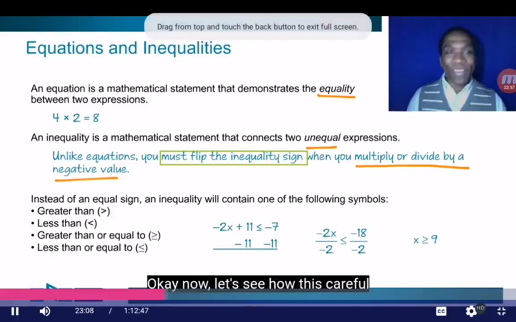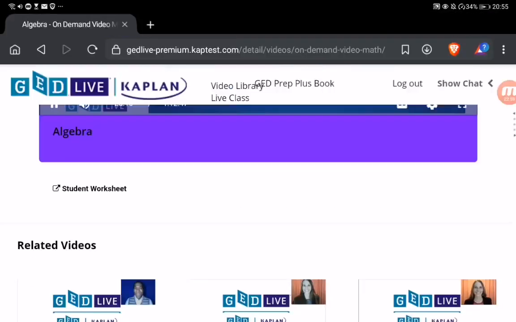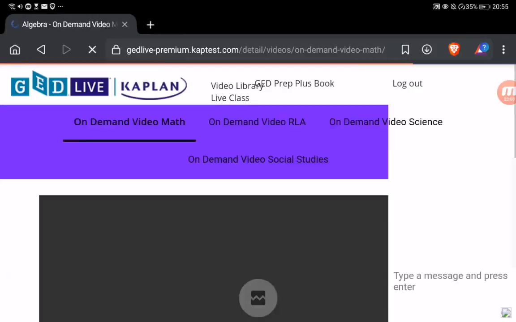Okay, now, let's see how this careful work will play out in a question. So here's question 3. Please pause your video to read through the question stem and look at the answer.